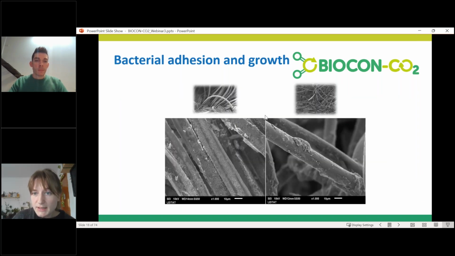And here we have represented the bacterial growth on the fibrous materials, as we registered these images by electron microscopy, and we can see that all the fibers are covered by the bacteria of interest in this case.